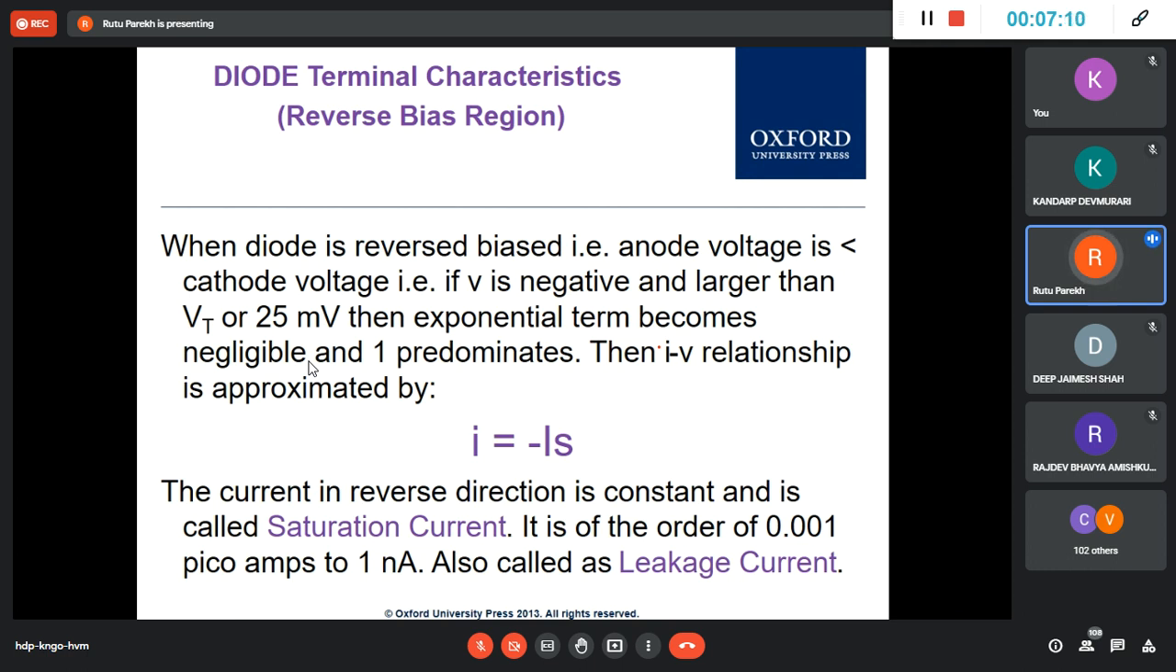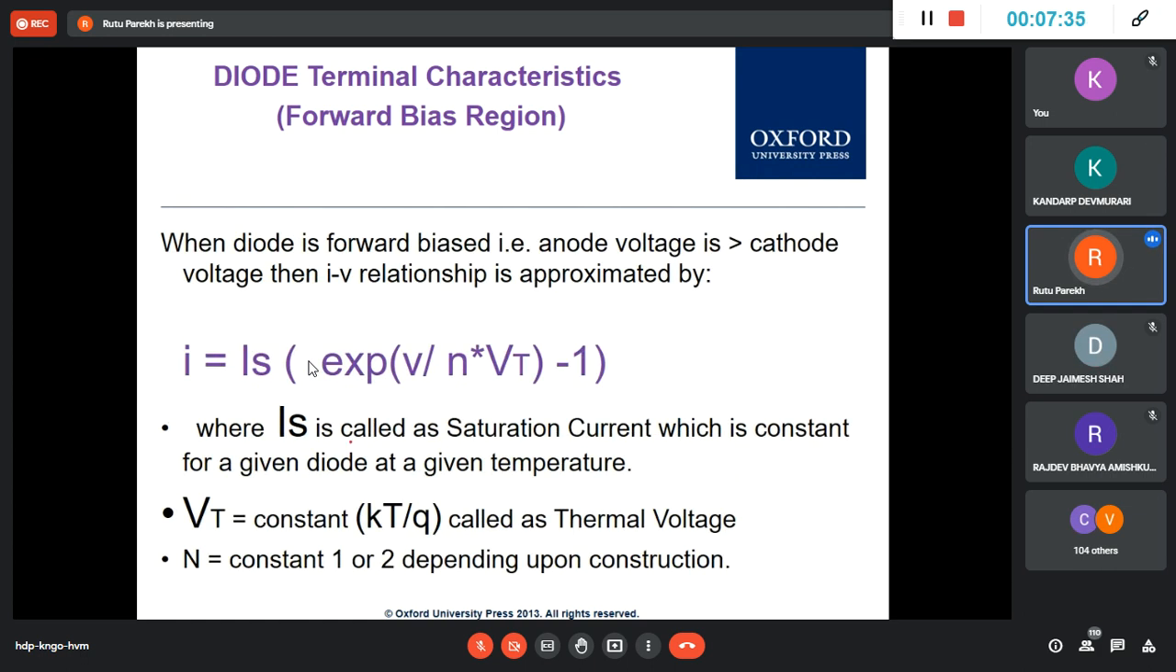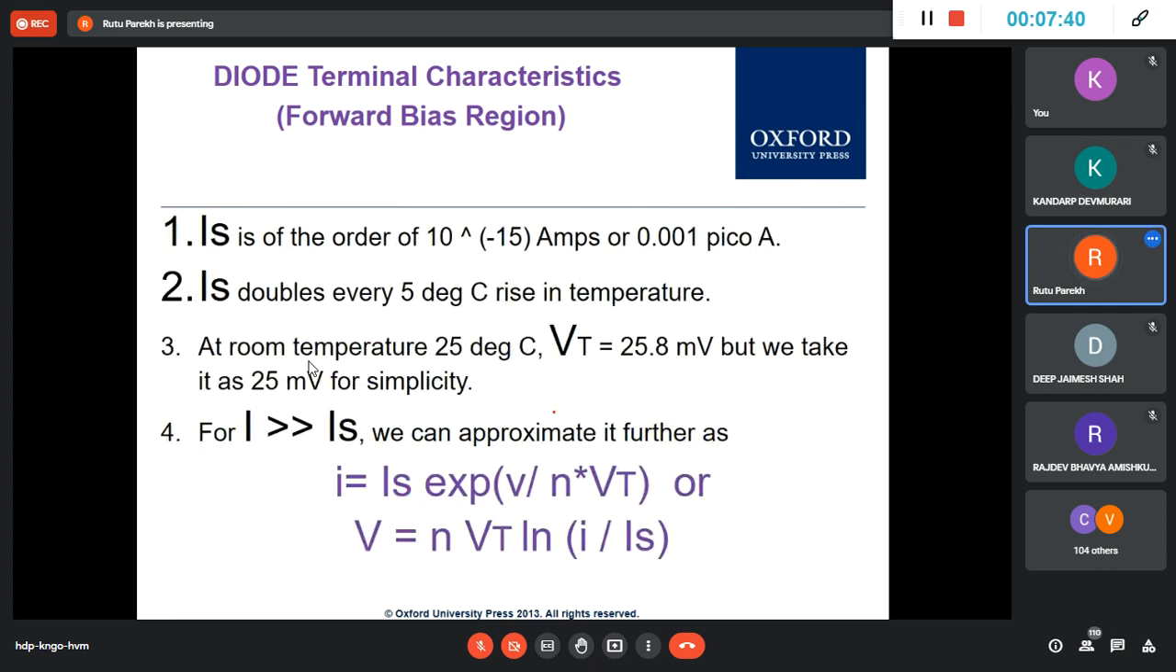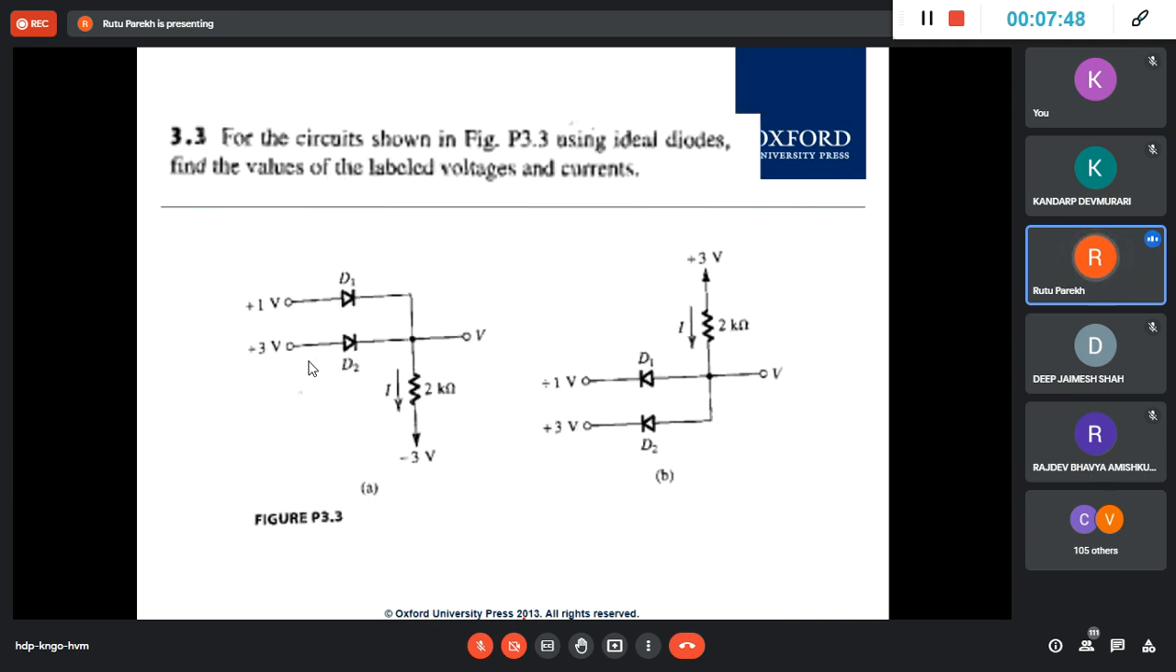Right, so positive is reverse, less than the cathode voltage. So if V is negative and larger than VT, so VT is what? What is VT here? We had seen. Anybody remembers what is VT? Thermal voltage, and it is given by kT upon q. And for room temperature, 25 degrees centigrade, you will get 25.8 millivolt. Okay, so that is that VT.